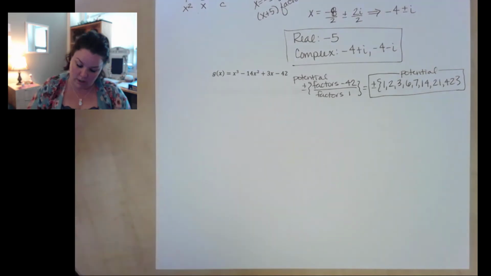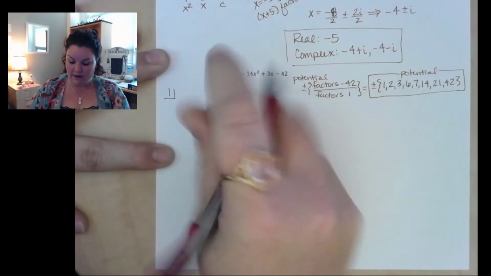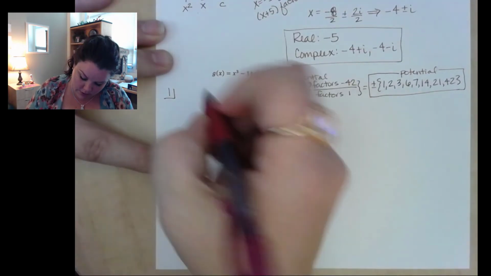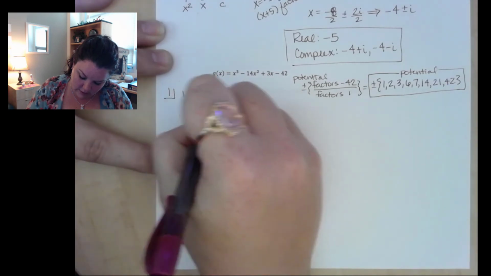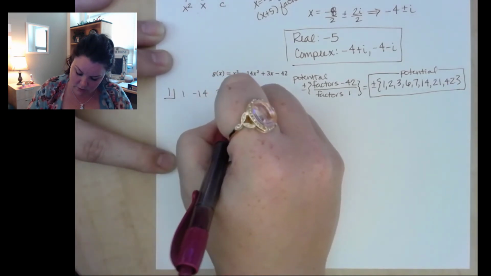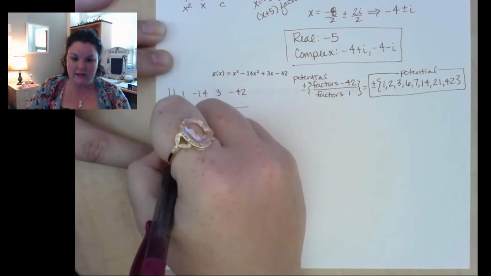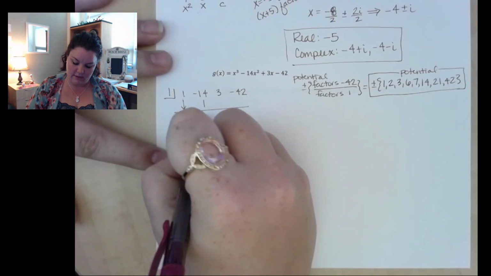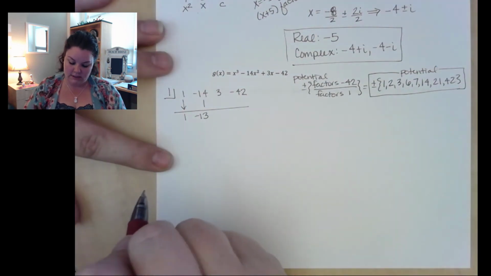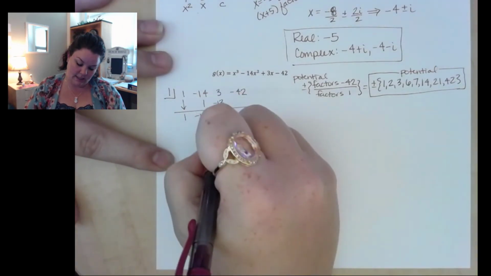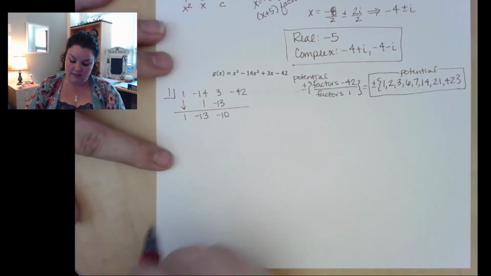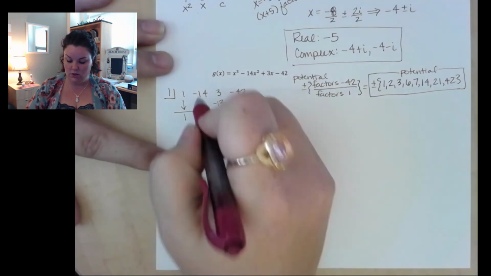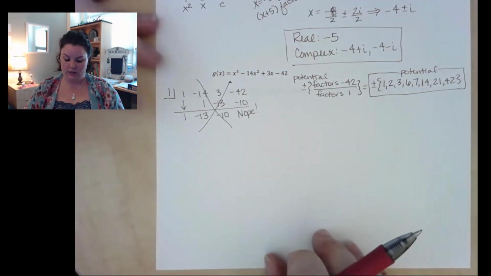So I'm going to go ahead and try 1. And I'm going to write out all my coefficients. Notice it's already in descending order. I'm not missing any numbers. So 1, -14, 3, and -42. I bring down my 1. 1 times the 1 in my box is 1, which gives me -13. -13 times 1 is -13, which gives me -10. -10 times 1 is -10, and that is not going to give me a 0. Nope.